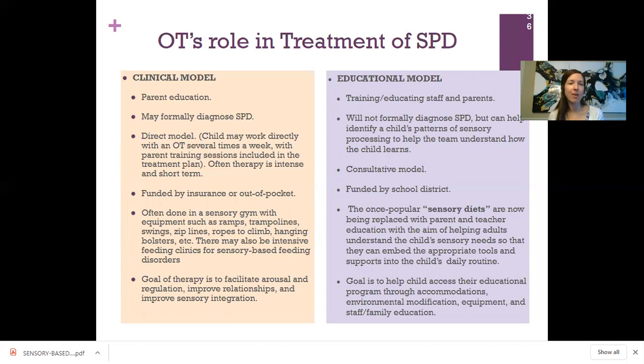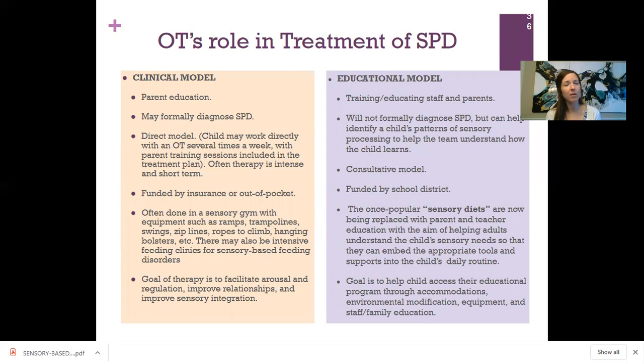So the goal of therapy in the clinical model tends to be to facilitate arousal, alertness, regulation, improve relationships, and also to improve sensory integration. So there is that goal of trying to improve that performance, that kind of remediation goal.